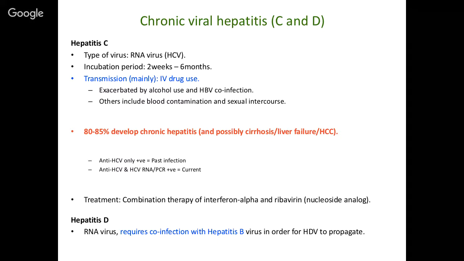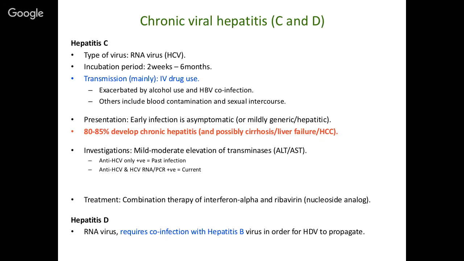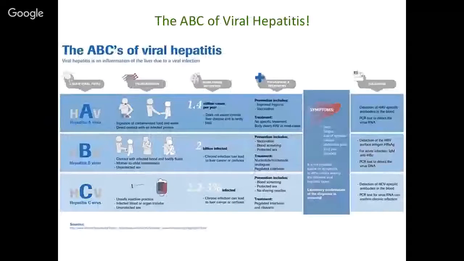And hepatitis D, very briefly, it's not very common, but the only important thing to know is that you need hepatitis B co-infection in order to get hepatitis D, because otherwise the virus won't thrive. Okay, yeah. That's a nice summary of the A, B, and C's of viral hepatitis.